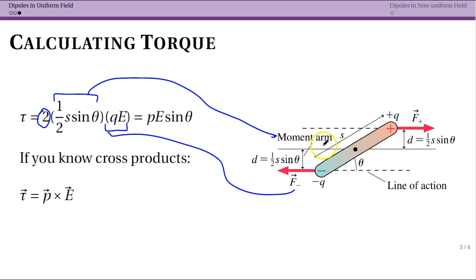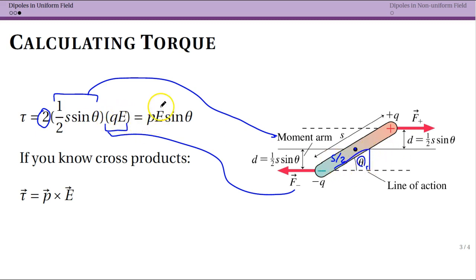The moment arm then is that perpendicular distance, so it relates to the sine of this angle, because that's basically saying the opposite side of your triangle. And then 1/2 s, because your hypotenuse here is basically s over 2, not just the whole s. So 2 comes from having both a negative and a positive charge, each contributing to the torque equally. Our lever arm is 1/2 s times sine theta.